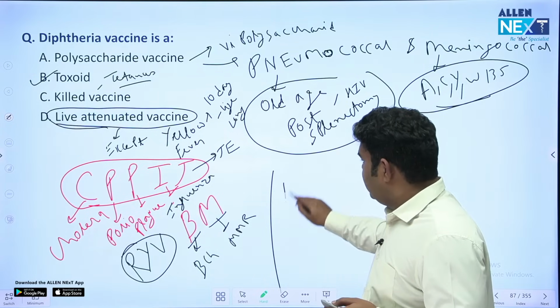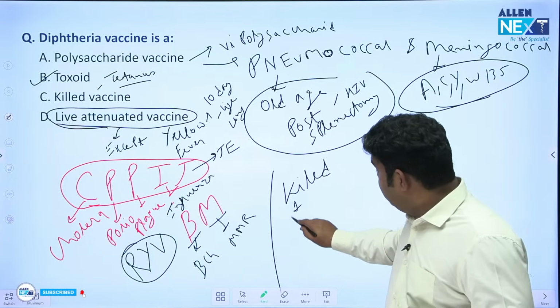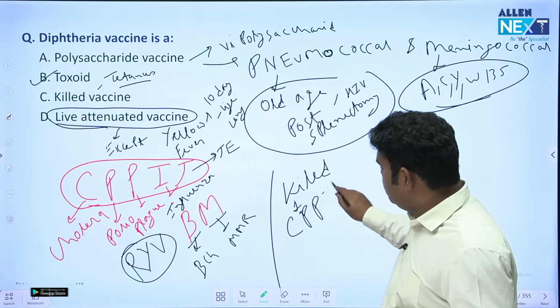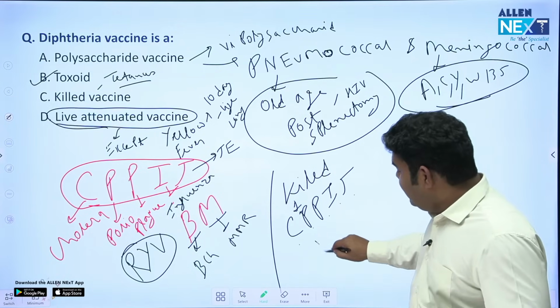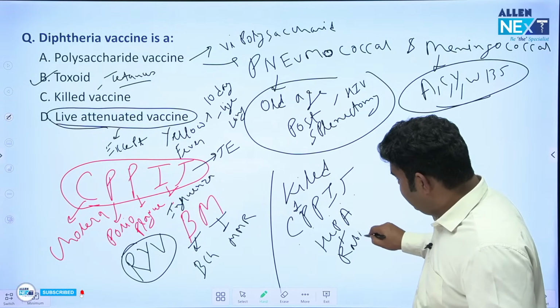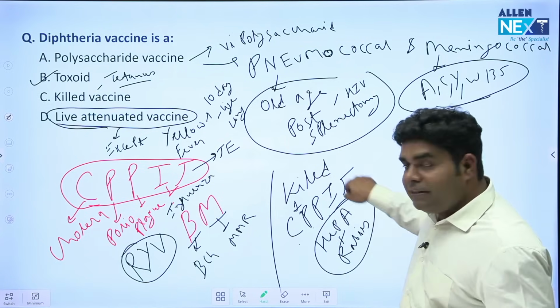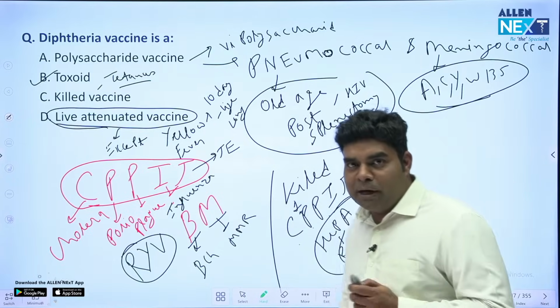Killed vaccines, which ones are they? Very simple. 5-7 in total, but very simple. 5 are CPP-IJO: cholera, plague, polio, influenza, JE. Same 5. Then hepatitis A is killed and rabies is killed. So total 7 are killed. I hope this classification you will remember.